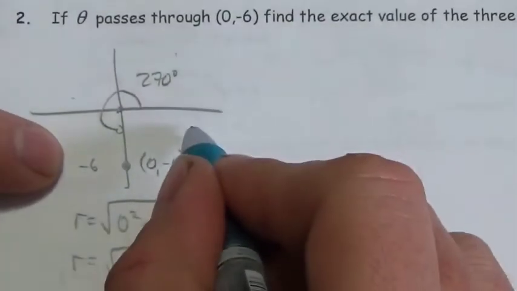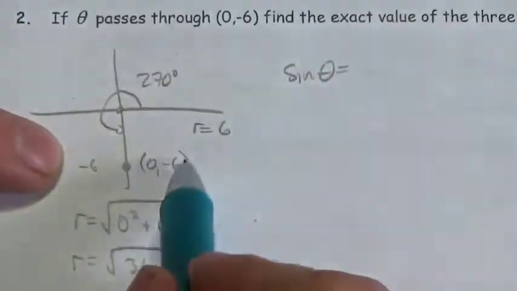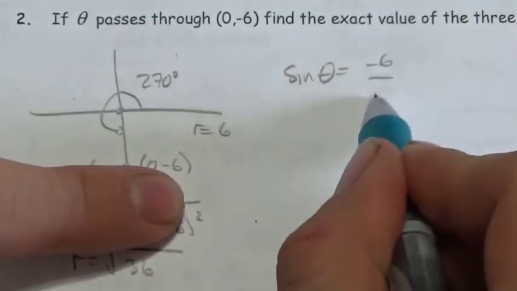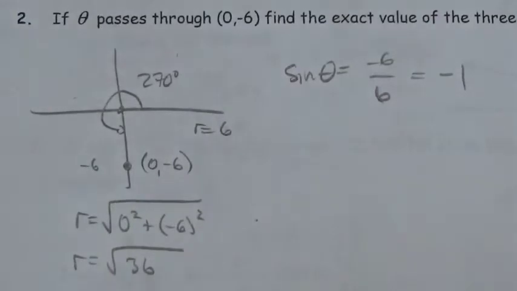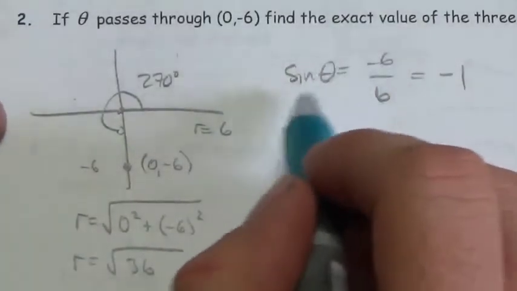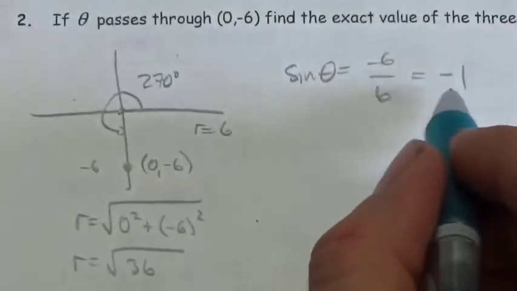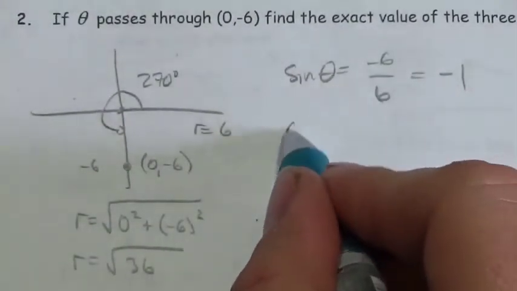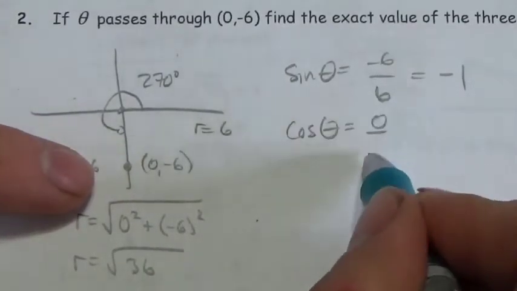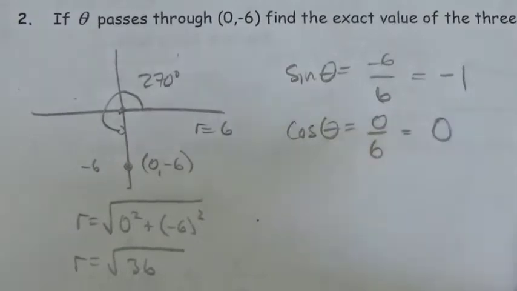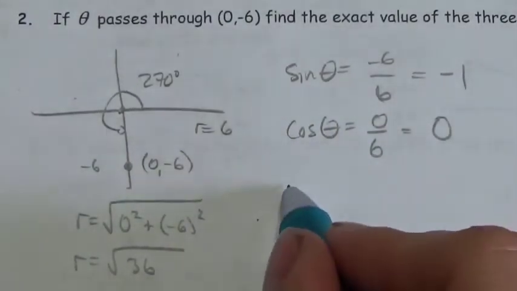I can come back up to this right here. r is equal to 6. So the sine of theta is going to be the y-coordinate divided by r. -6 divided by 6 is -1. The sine of 270 is -1. Now, at this point here, I'm kind of pretending I don't know that it's 270, even though I do. So sine of theta is equal to -1. Cosine of theta, x-coordinate is 0. r value is 6. 0 over 6 is 0. And again, I knew that that was true because I knew that the cosine of 270 was 0.